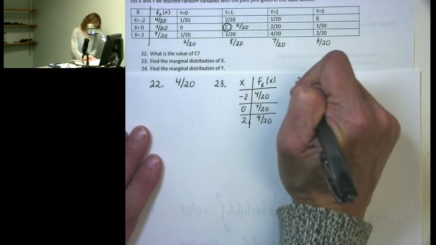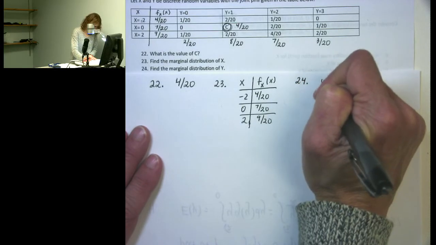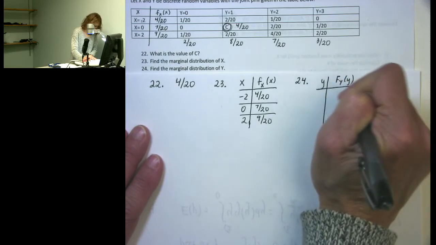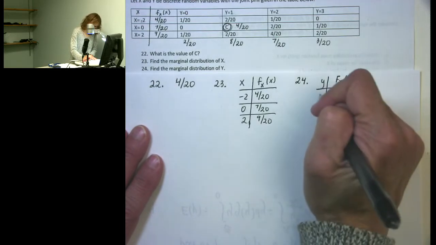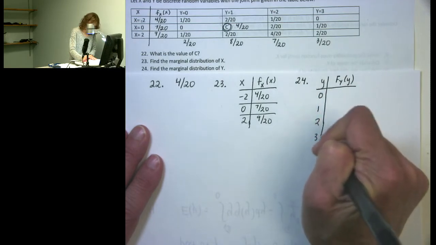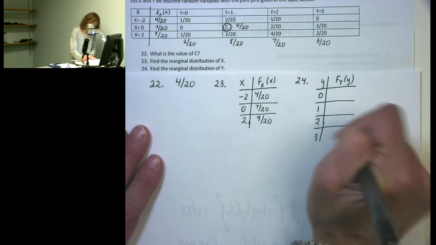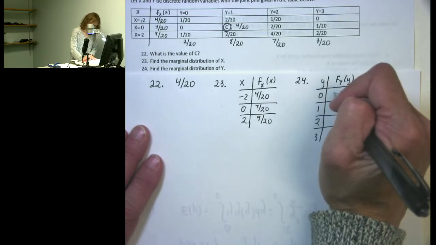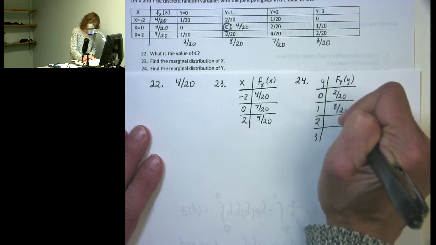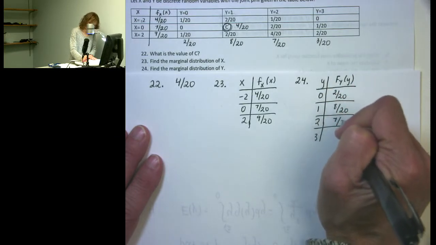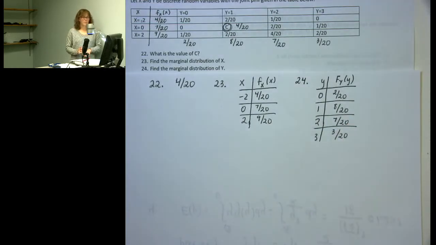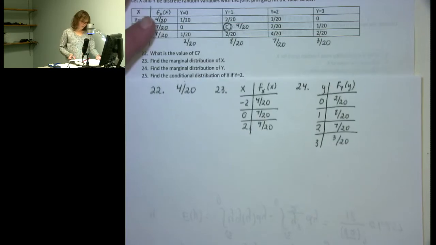So my marginal distribution for y, again, my possible values are 0, 1, 2, and 3. And my probability that y is equal to 0 is 2/20. For 1, it's 8/20. For 2, 7/20. And for 3, 3/20. There we go. So there's my marginal distribution.